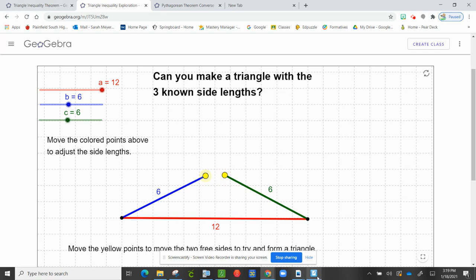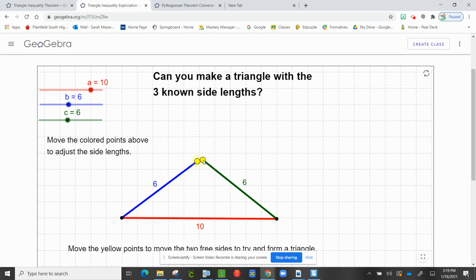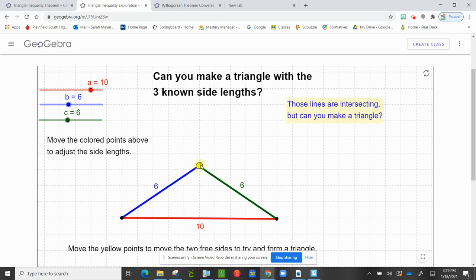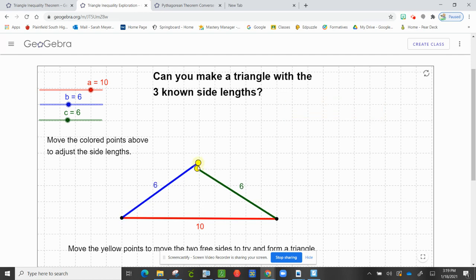Okay, so here's the little thing that we have to know. Our two shorter sides, if we add those together, it has to be bigger than the third side. Otherwise, we're not going to form a triangle. So say we had this as 10. Okay, 6, 6, and 10. 6 and 6 is 12. I should be able to make a triangle. I'm very close here.